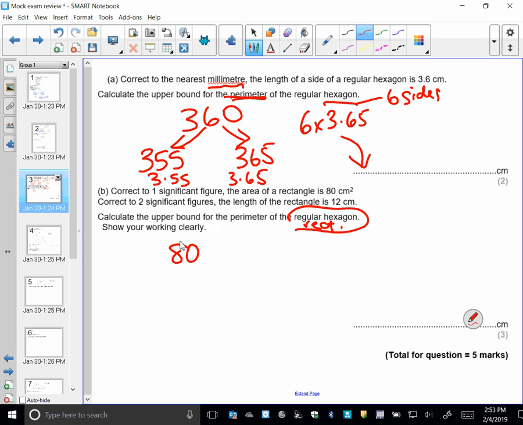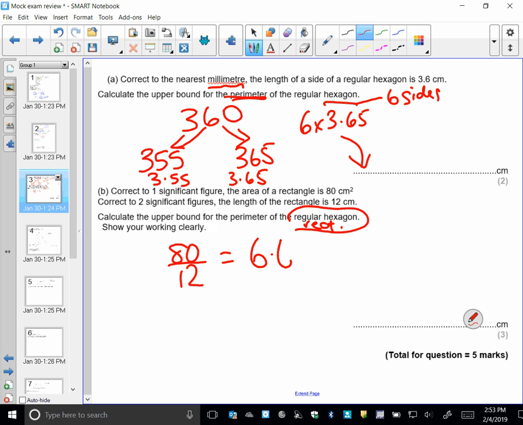So it says the area of the rectangle is 80, the length is 12. So what other information do we need in order to find the perimeter of something? We need to know the width. How can we find the width if we know the area and the length? We could use the area divided by the length. Yeah, so we do 80 divided by 12. What's 80 divided by 12? 6.6.